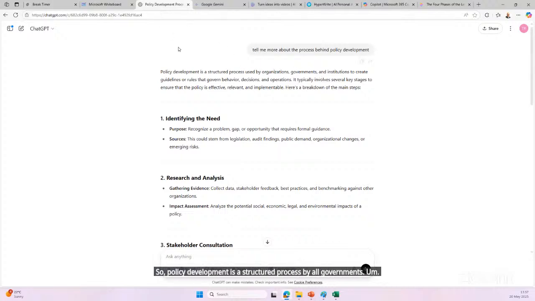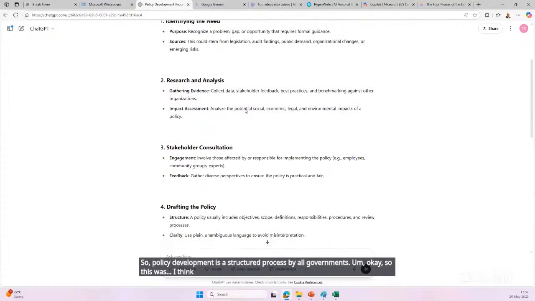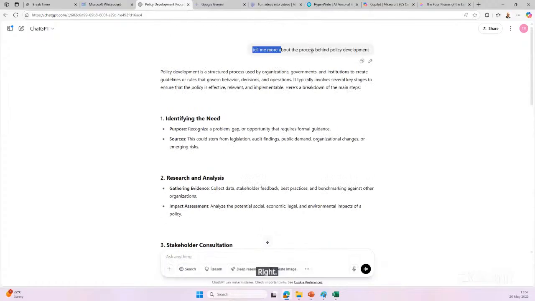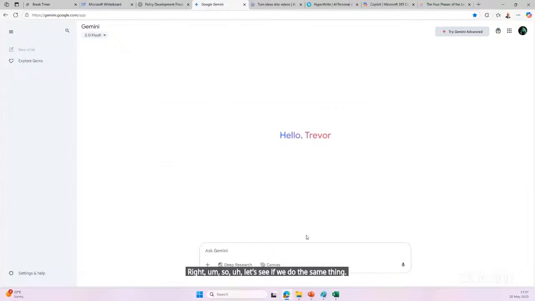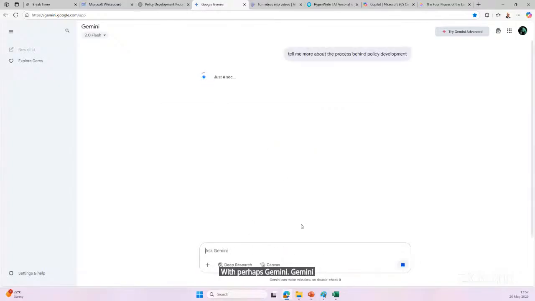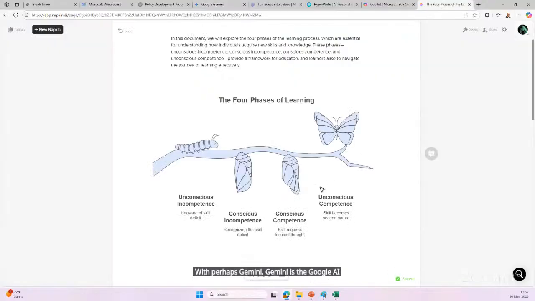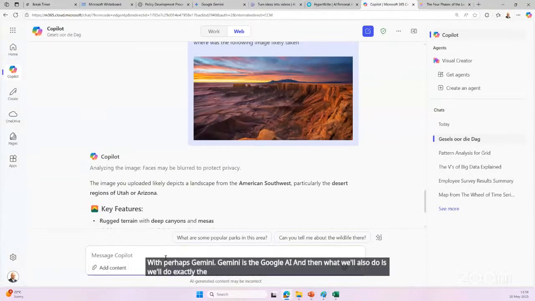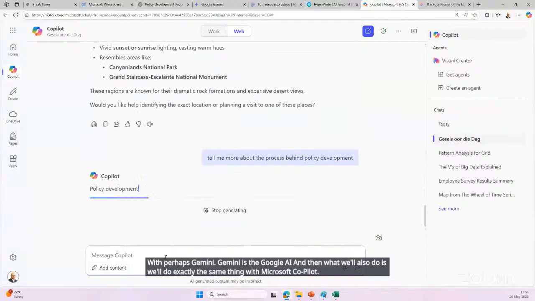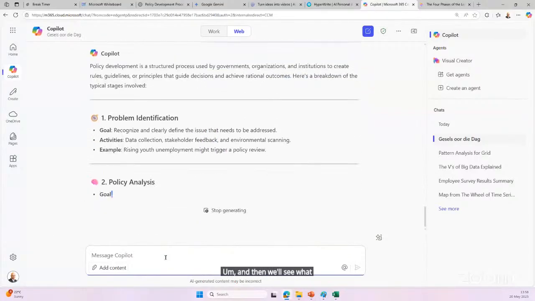Okay, so I think this was ChatGPT. Let's see if we do the same thing with perhaps Gemini. Gemini is the Google AI tool. And then what we'll also do is we'll do exactly the same thing with Microsoft Copilot. And then we'll see what the results look like.